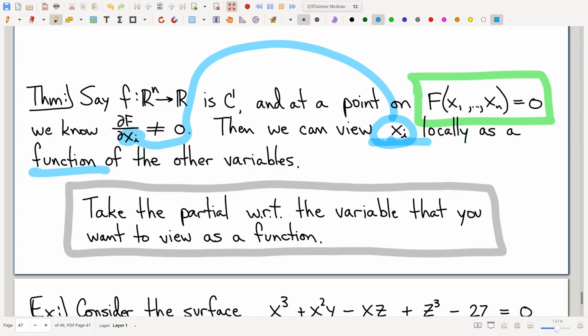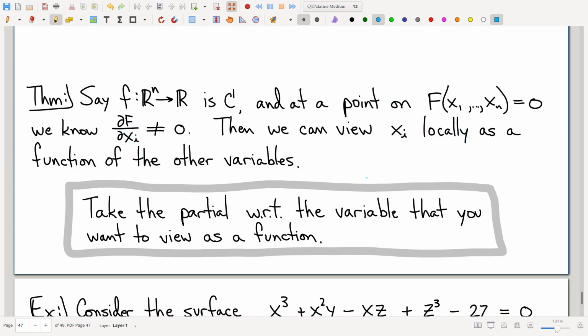Everybody good? That's the pattern. Now let me color code this just a little bit differently. The variable that you want to be a function is what you take the partial with respect to.